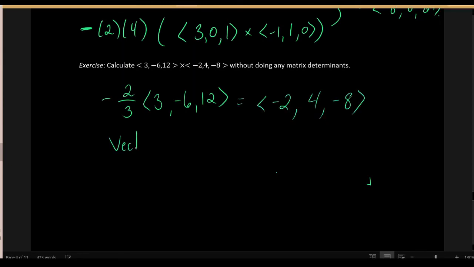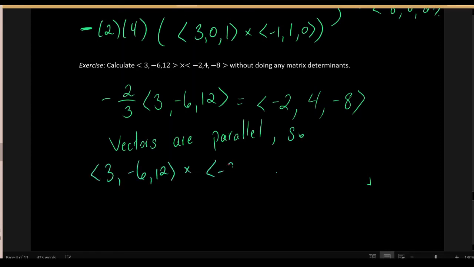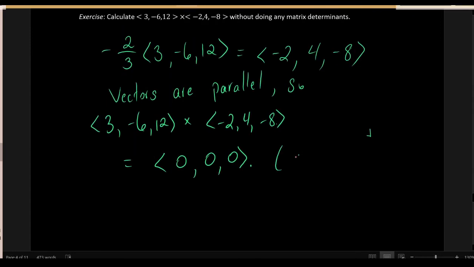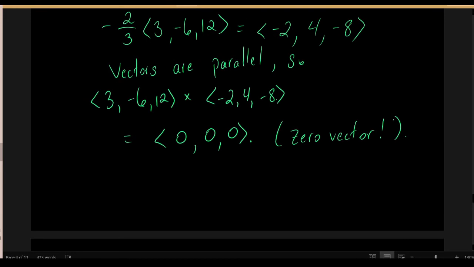which means that the vectors are parallel, which means that their cross product is equal to the 0 vector. 0 in the first component, 0 in the y component, 0 in the z component, the 0 vector. So we got that for free without doing any calculations at all. Two parallel vectors crossed will always result in zeros in every single entry.